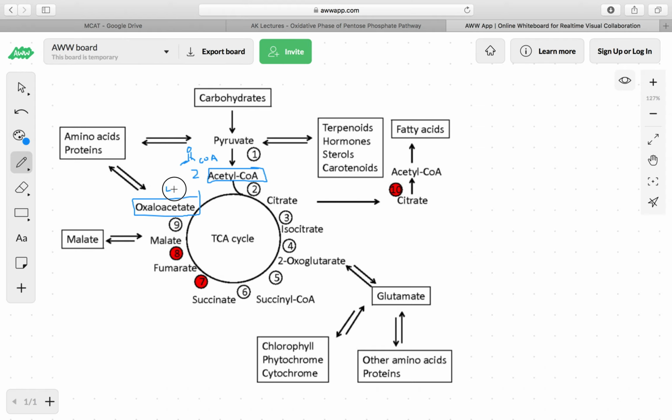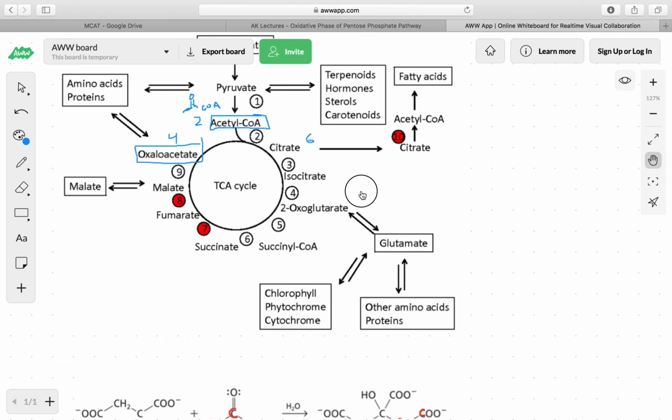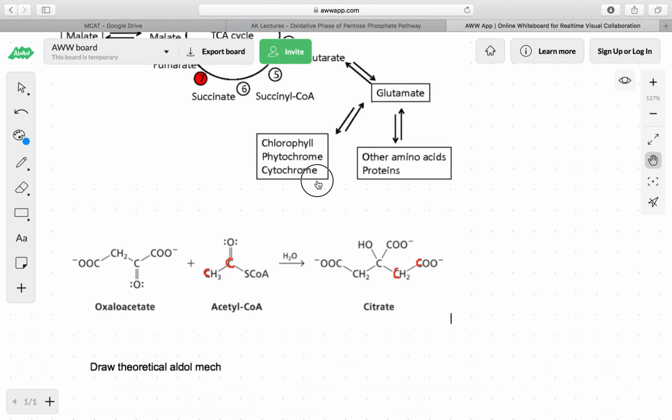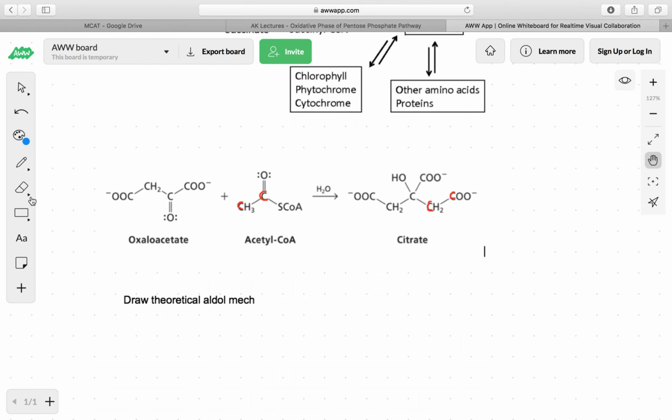And these 2 and 4 carbon compounds combine to form a 6-carbon citrate. And citrate's actually pretty interesting. It's what this entire cycle is named after, so it's a pretty important reaction, as it's the first step of the citric acid cycle. So let's see how it relates to the aldol stuff you guys have learned today. As I said before, here we have our 4-carbon oxaloacetate and our 2-carbon acetyl-CoA. So what's going to happen is they have to somehow combine to form a 6-carbon compound.